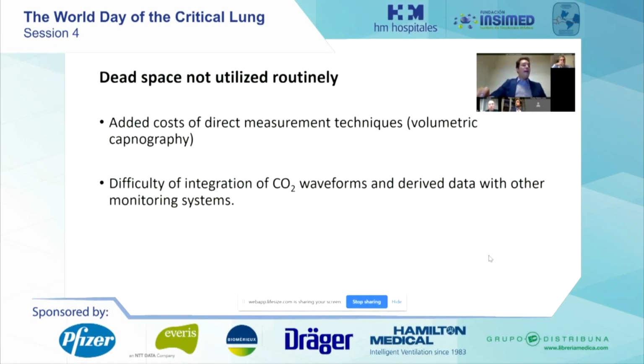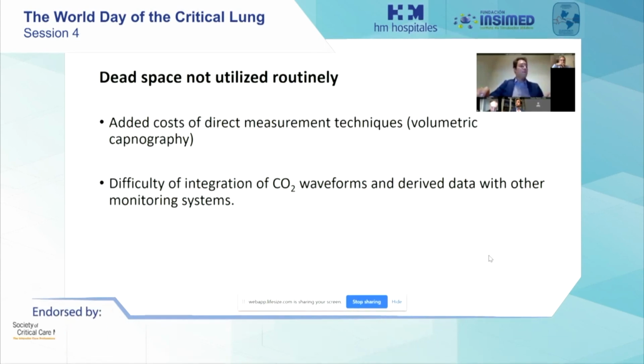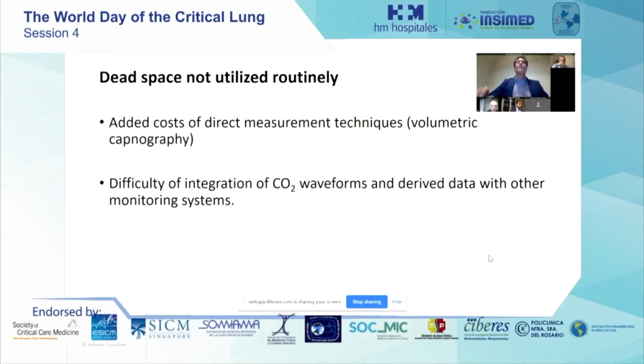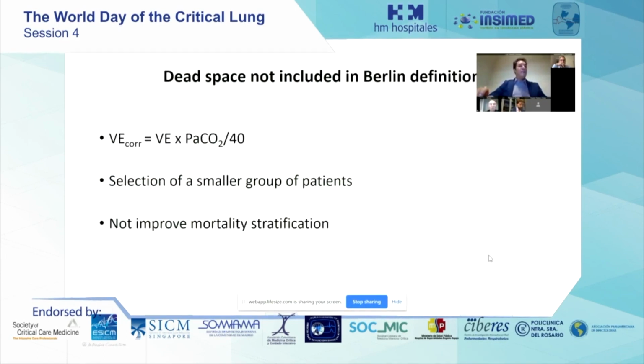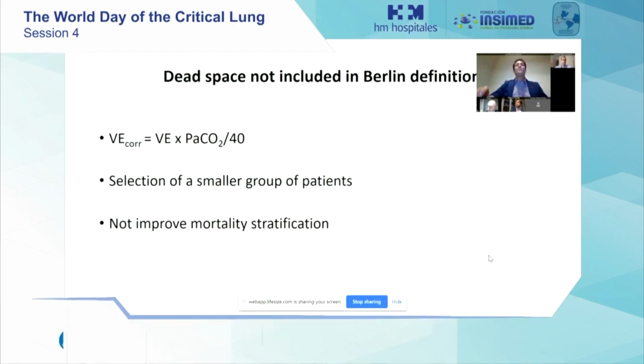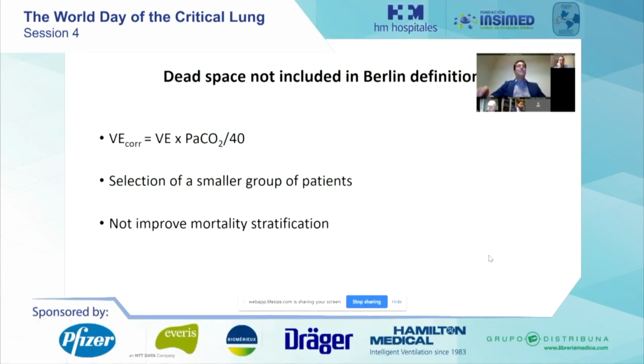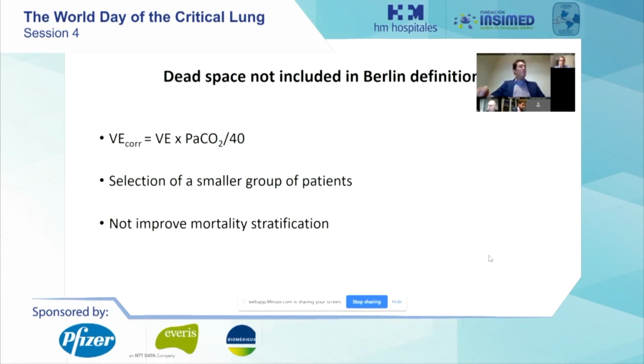But dead space measurements are not utilized routinely in clinical practice, probably due to the added cost of direct measurement techniques and the difficulty in the analysis of the waveform of the volumetric capnogram. In fact, dead space fraction was not included in the Berlin definition. The consensus panel argued that because dead space fraction is challenging to measure, they chose to evaluate minute ventilation standardized to a PaCO2 of 40 as a surrogate instead. However, the addition of the surrogate resulted in the selection of a smaller group of patients and did not improve mortality stratification. So the issue has come up.